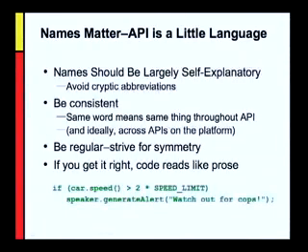And if you get it right, the code will read like prose. That's the prize. So, in this case, the code reads, if the car's speed is more than twice the speed limit, then the speaker should generate an alert that says, watch out for cops. That's pretty much English. It reads like prose, and that's an indication that that API is reasonably decent.